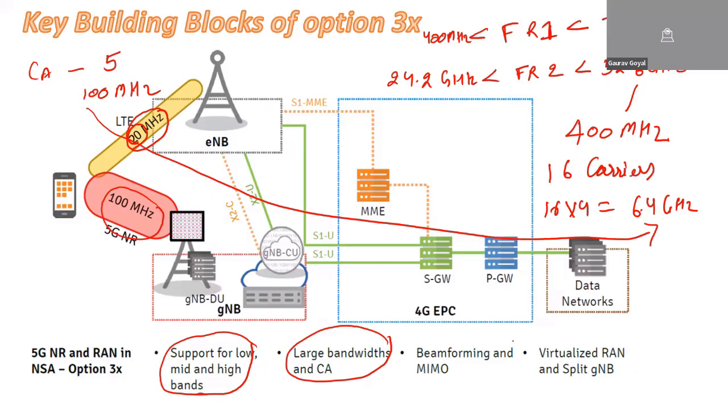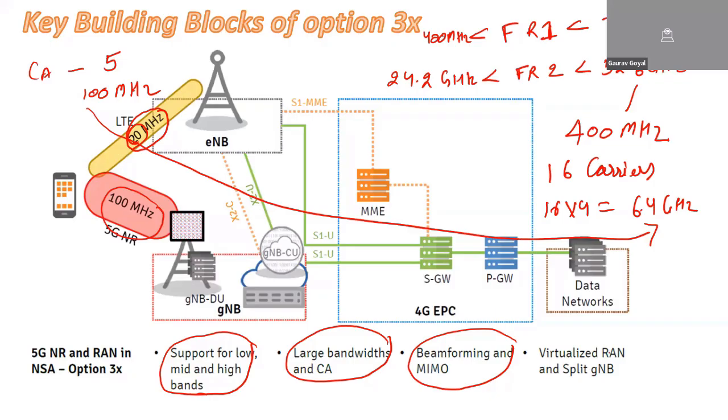Then we have beamforming and MIMO. Beamforming is possible when we have a large number of antennas. As we know, the higher the frequency, the lower the antenna size. So with the help of millimeter waves, it is possible to integrate many antennas in a single box.